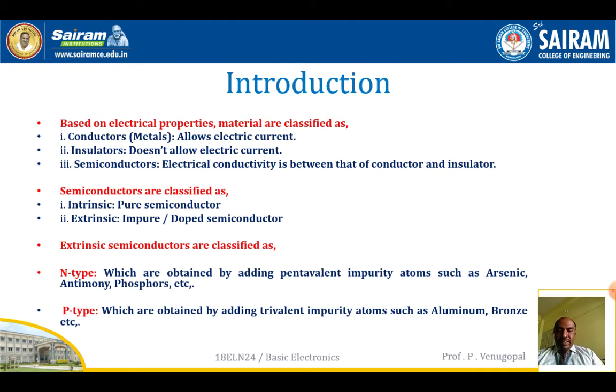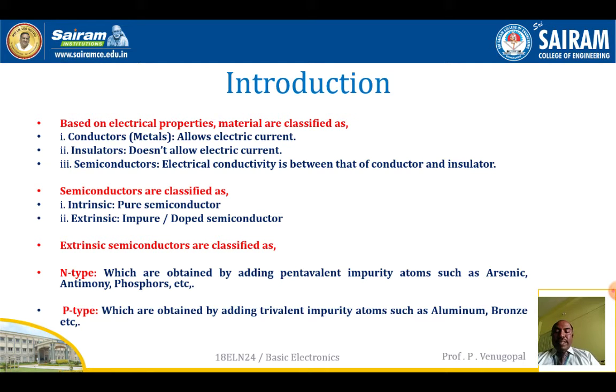Semiconductors are classified into intrinsic semiconductor and extrinsic semiconductor. Intrinsic semiconductors are also called pure semiconductors, and extrinsic semiconductors are also called impure semiconductors or doped semiconductors. Extrinsic semiconductors are further classified as N-type and P-type extrinsic semiconductors. N-type extrinsic semiconductor is obtained by adding pentavalent impurity atoms such as arsenic, antimony, phosphorus, etc. These pentavalent impurity atoms are also called donor impurities.